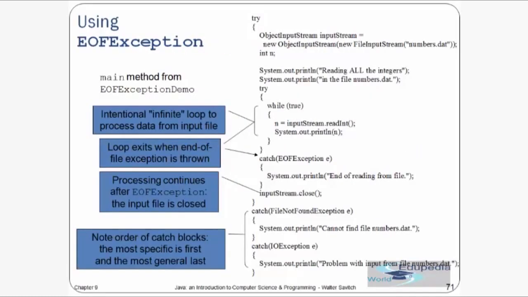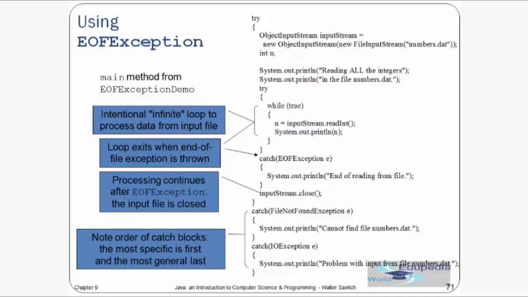Now, using end of file exception. Let's see a program over here and see how end of file exception is actually handled. You see inside the try block we have an object input stream and we have opened an input file which is numbers.dat.